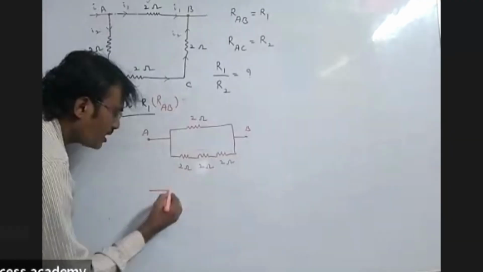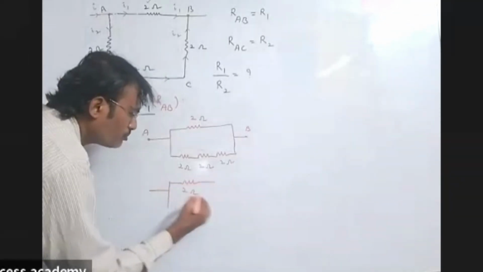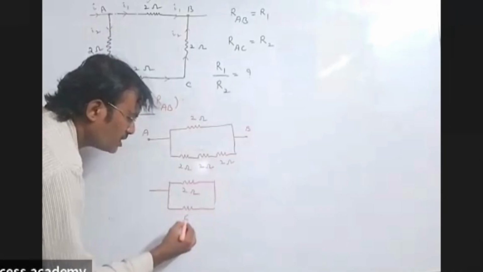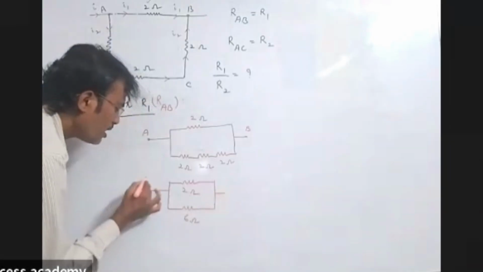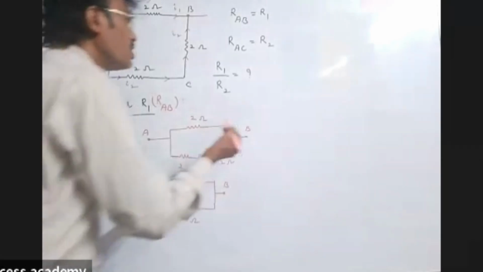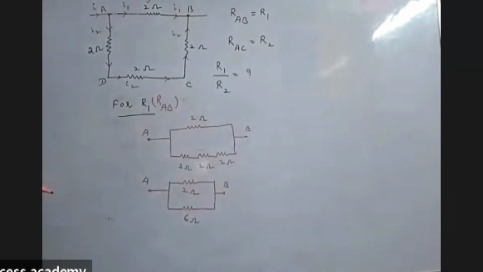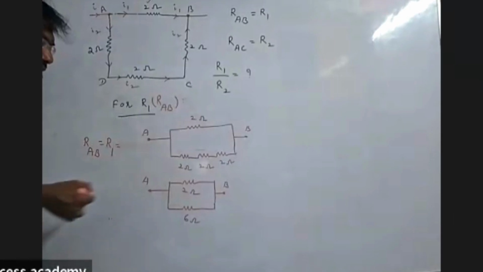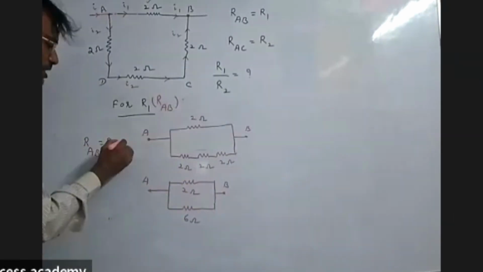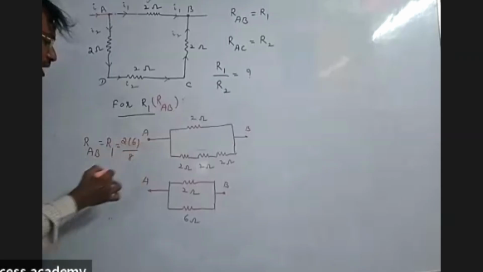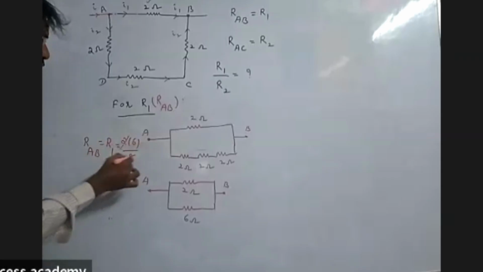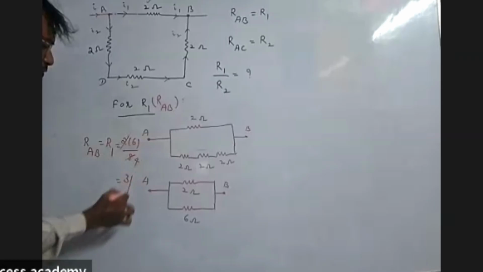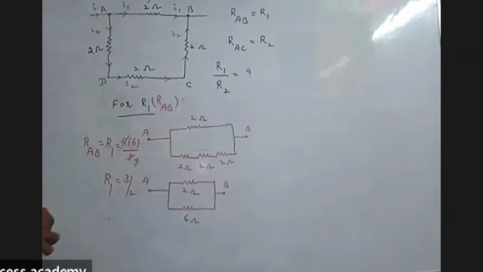So here this is 2 ohm and this is 6 ohm. This is A and this is B. RAB, that itself is R1, equal to, these 2 and 6 are parallel, so we take R1 R2 by R1 plus R2: 2 into 6 by 2 plus 6, that is 12 by 8, which is 3 by 2. This is R1. So we calculated R1. Now come to R2.